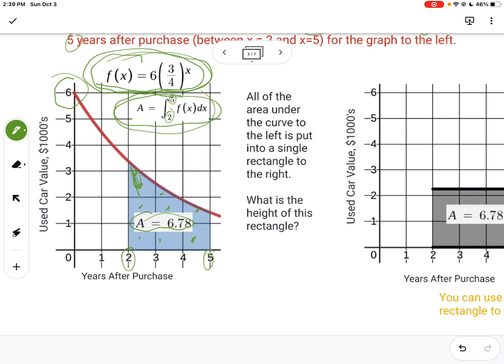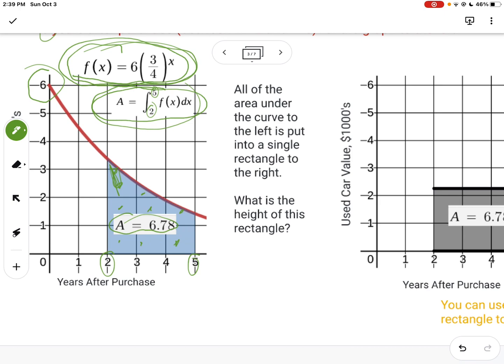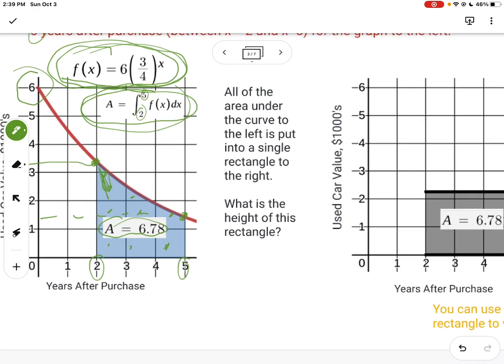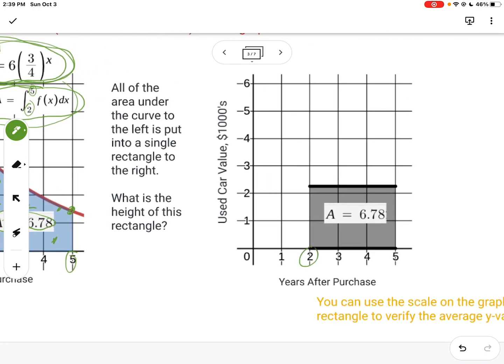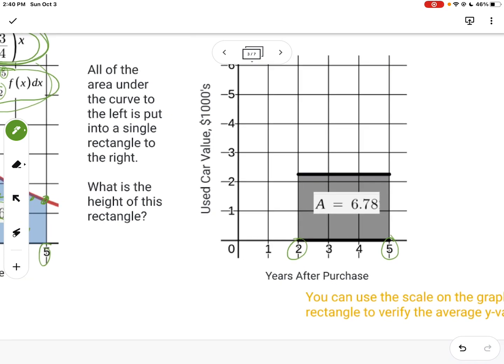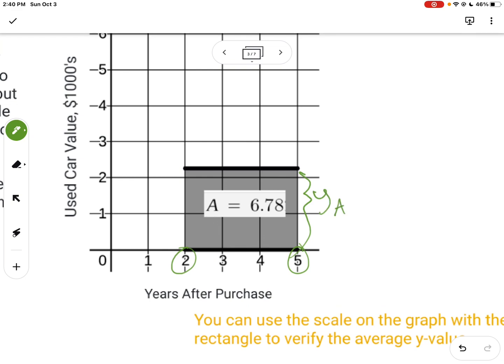Okay, so that's the calculus portion. I get the area under the curve with Desmos, and then I'm going to get the average price. I know it's somewhere around 2, right? Because the price after 2 years is about 3,400, and the price after 5 years looks like it's about $1,500. So I know the height of this rectangle, and it has to go between 2 and 5 years. The width goes from 2 to 5, the base, and then the height from here to here is Y average.